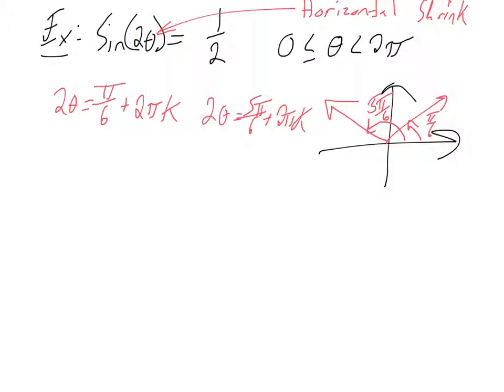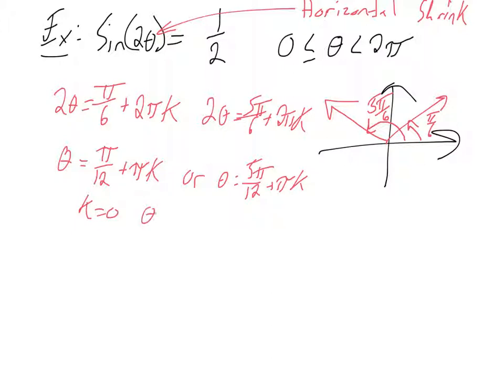And so what we're going to do here is we're going to say, well, then 2 theta has to equal pi over 6 plus 2 pi k, or 2 theta equals 5 pi over 6 plus 2 pi k. So to solve for theta, we're just going to go ahead and divide the whole thing by 2. So pi over 12 plus pi k, or theta is going to be equal to 5 pi over 12 plus pi k, right? And so pi over 12 and 5 pi over 12, those are 2 solutions. If we make k equals 0, then we get theta equals pi over 12 or 5 pi over 12, right? So those both work. Those are 2 solutions.